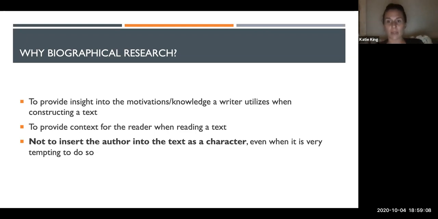Again, as we continue to write in this class, as you continue to write in other classes, these are forms of research that you can then engage in that will help you to understand not just literary texts, but any number of texts in a richer way.